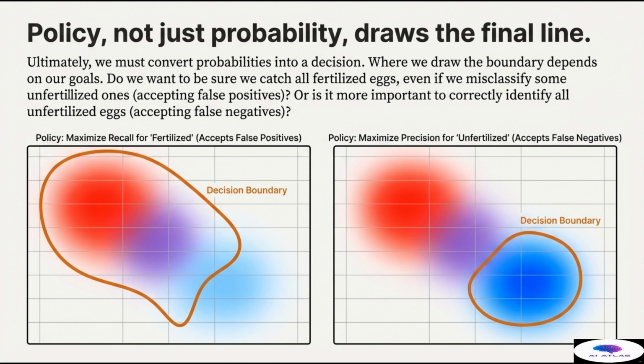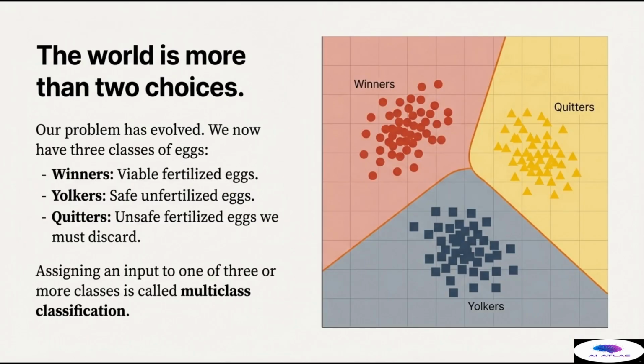Conversely, we might want to maximize precision for the unfertilized class. In this case, it is paramount that every egg we classify as unfertilized is genuinely unfertilized, even if we miss a few of the truly unfertilized ones, accepting false negatives. This results in a tighter, more conservative boundary, as shown on the right. The policy defines the trade-off between maximizing sensitivity, recall, and maximizing accuracy, precision, tailoring the classifier's behavior to the specific business or safety requirements. Up until now, we've focused on binary classification, the simple case of two choices.